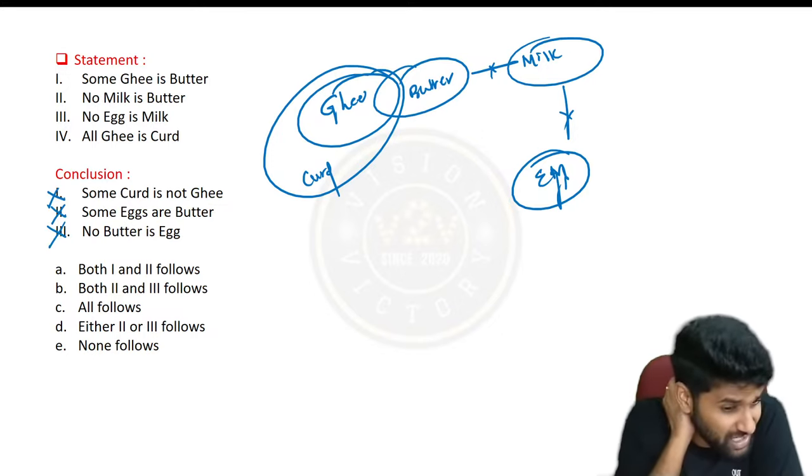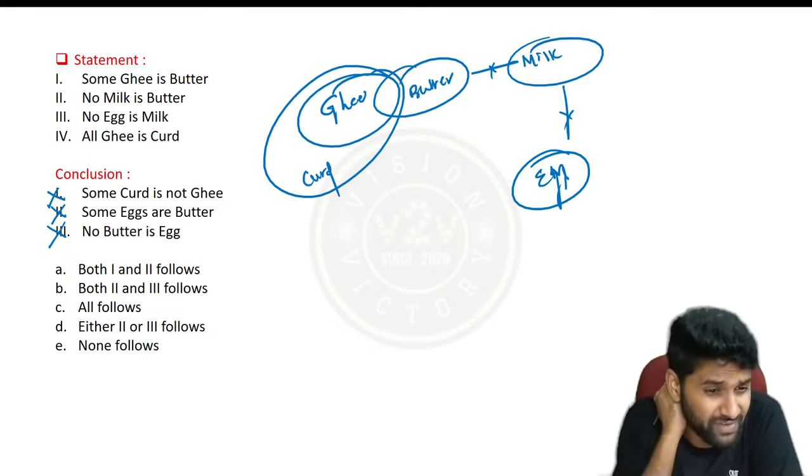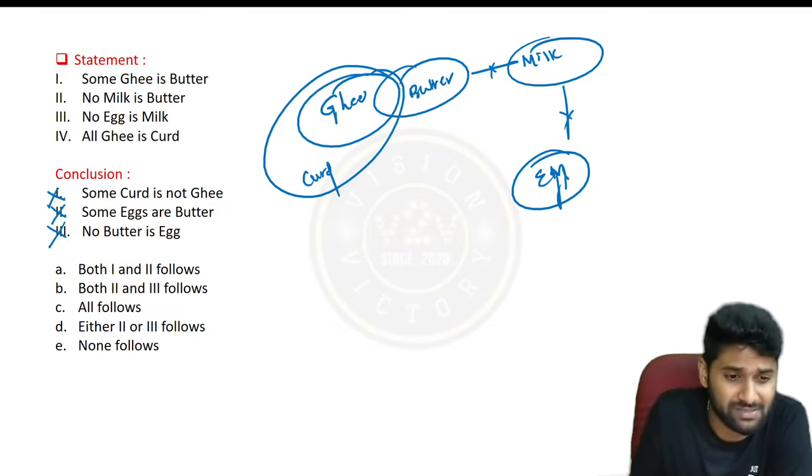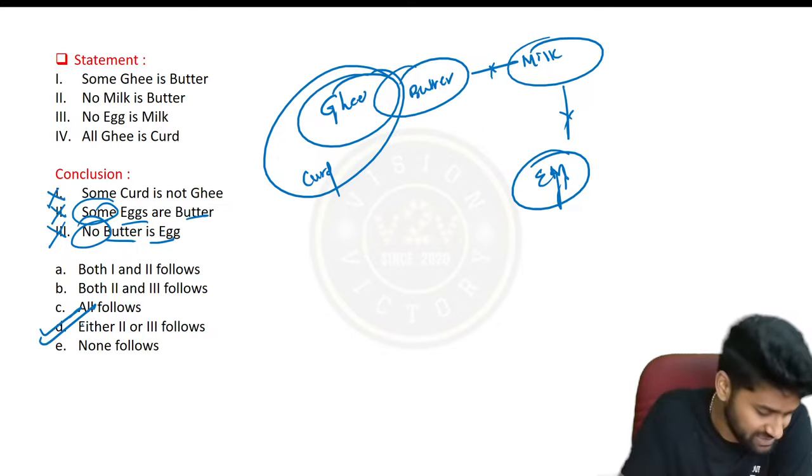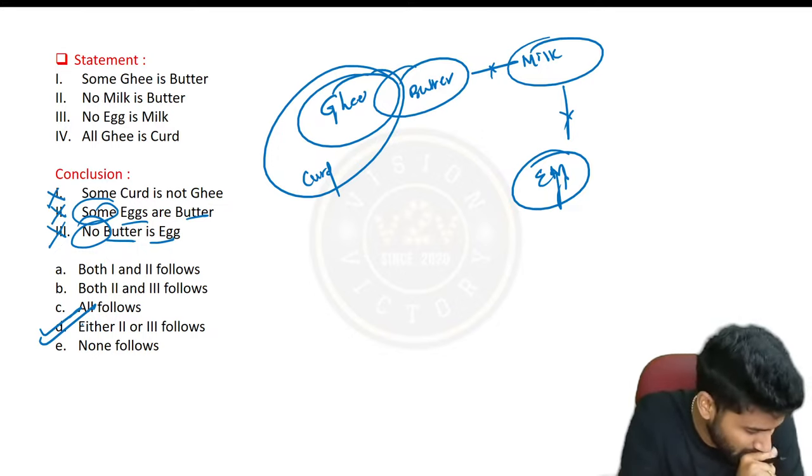Guys, before choosing none follows, none of these options, verify whether you can get the complementary pairs. Butter and egg, some, come as a complementary pair. The answer is either 2 or 3, option E: either 2 or 3.